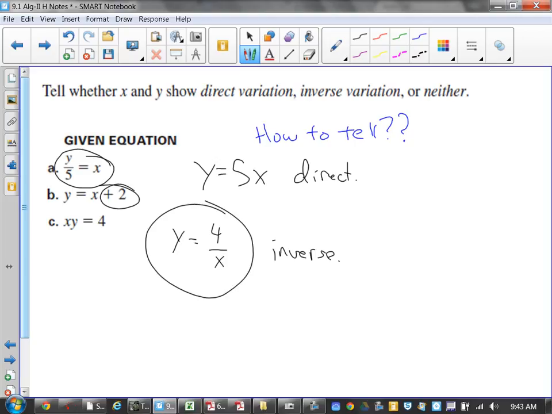Yes, ma'am? Does it have to be the constant? Yes. What do you mean? If it's x over 4, then it's not going to be inverse, it would be direct. Because if it was x over 4, is that the same thing as 1/4 x? That would be direct variation then. Does that make sense? It's a great question.